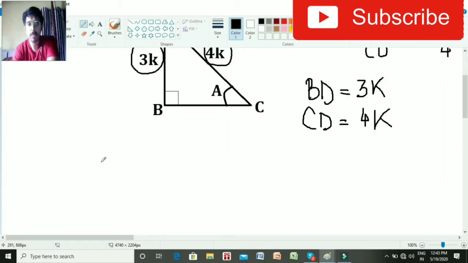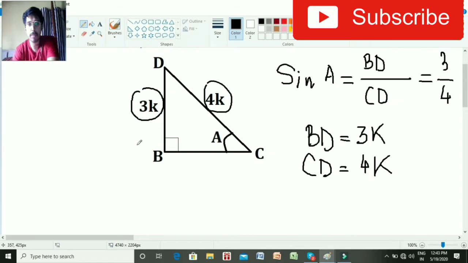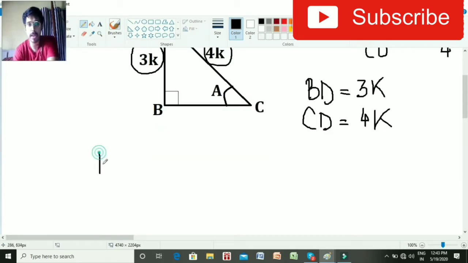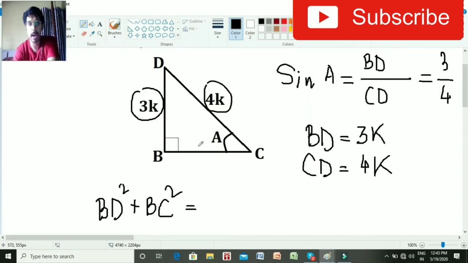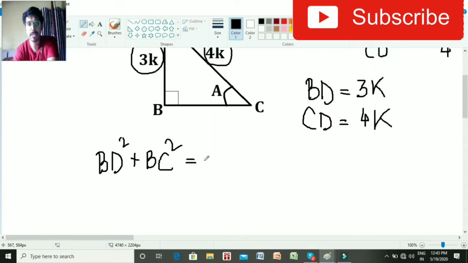As you know, as per the Pythagoras theorem, the perpendicular square plus the base square. Why is this the base? Because theta is over here, so this is the base. So the perpendicular square plus base square will be the hypotenuse square. The perpendicular square, that is BD square, plus the base square, which is BC square, will be equal to the hypotenuse square, which is the CD square.